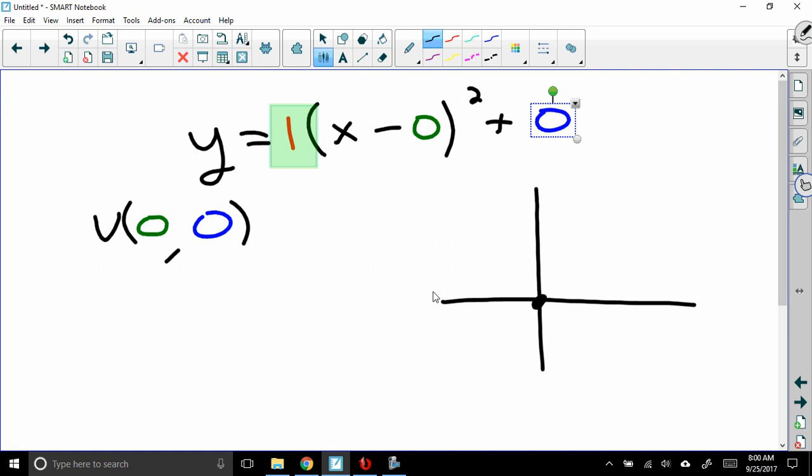From the vertex, I'm going to go over 1 unit. And you know how high up I'm going to go? I'm going to go 1 unit up when I go over 1, because of that 1. So far, so good. Cool.